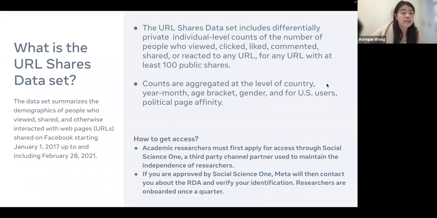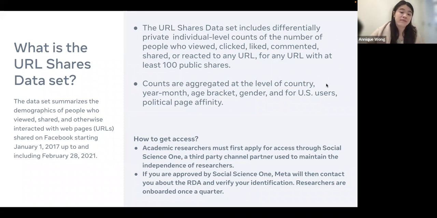And then to get access to this data set, you first have to apply through Social Science One. It's a third party channel partner we use to maintain the independence of researchers. And then once your RFP is approved by Social Science One, Meta will then reach out to you about the RDA and verify your identification. And researchers are onboarded once a quarter.